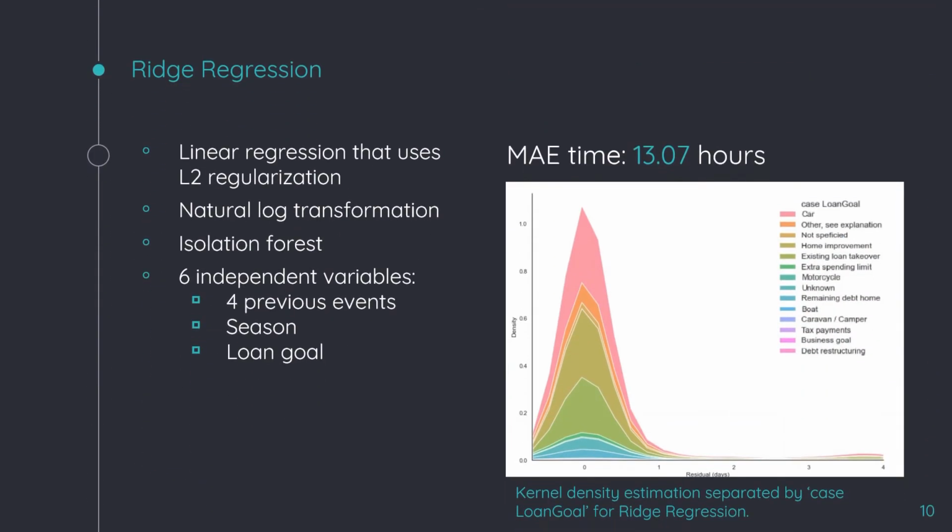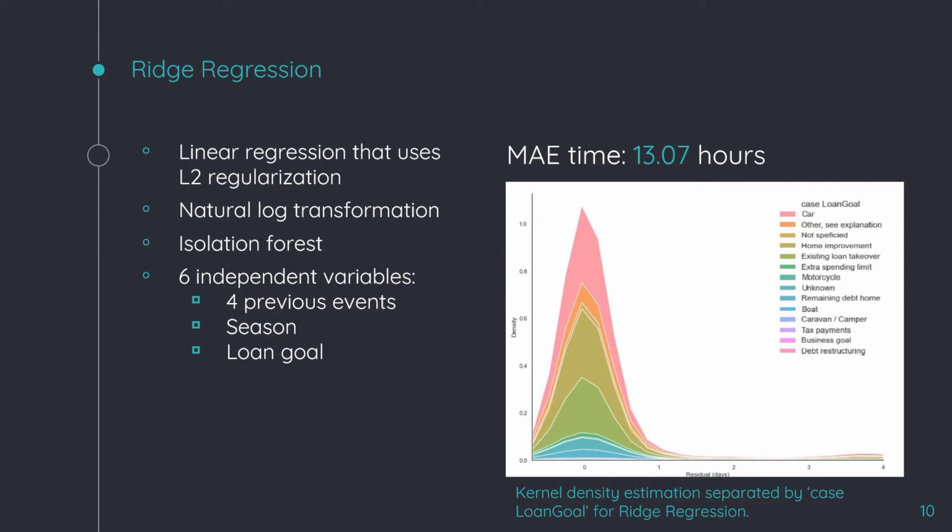Ridge regression is a form of linear regression that uses L2 regularization to reduce coefficients of less significant variables. Cross-validation is used to tune the alpha parameter. Processing steps include natural log transformation to shift the data distribution from log normal to normal. After that, an isolation forest was fitted for automatic outlier detection with contamination set to 10%.